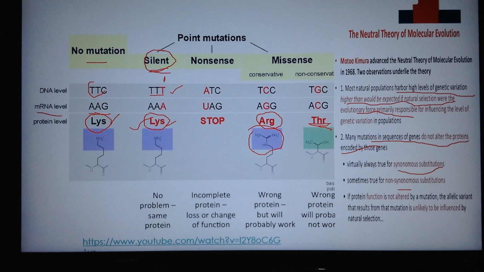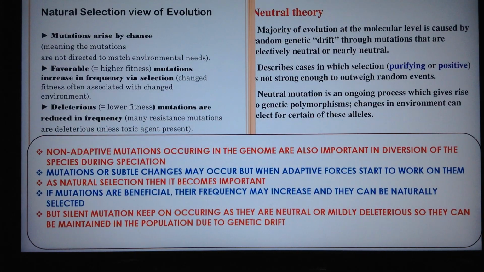If protein function is not altered by the mutation, the allelic variant that results from the mutation is unlikely to be influenced by natural selection. Because we have no change in the protein, it will not be influenced by natural selection. The natural selection view of evolution says mutation arises by chance, it is favorable, it provides fitness benefits, and the species is more adapted to its environment.